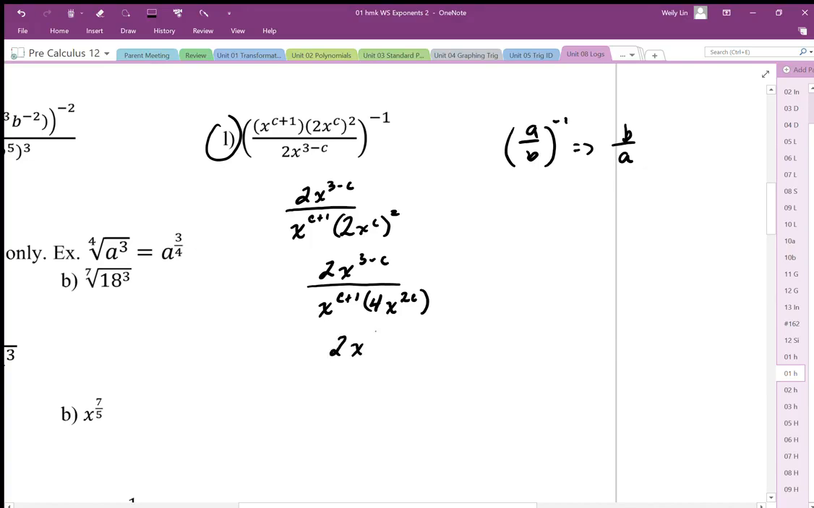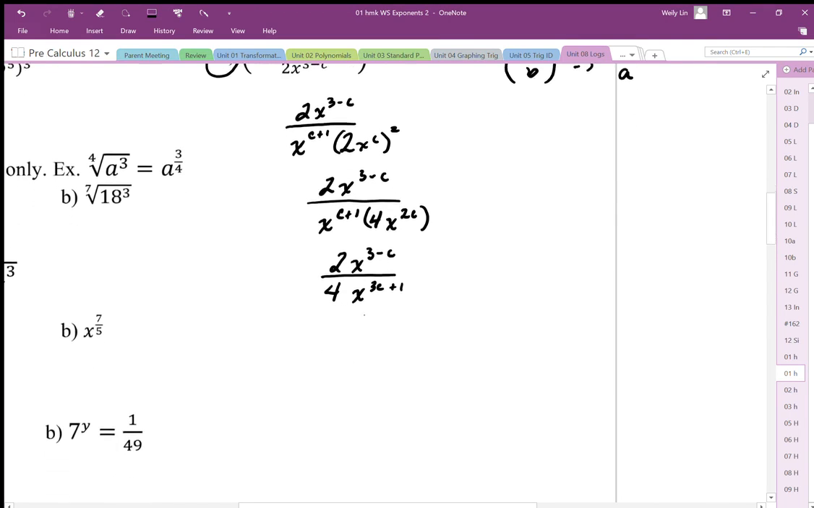So 2x to the 3 minus c in the numerator. We end up with 4, so the 2 and the 4 is going to go together. And we end up with x power 2c plus power c is power 3c plus 1. Okay, so I'll simplify the 2 over 4. That becomes 1 over 2. And we're going to put the x's in the numerator. So we end up with 2 in the denominator here.